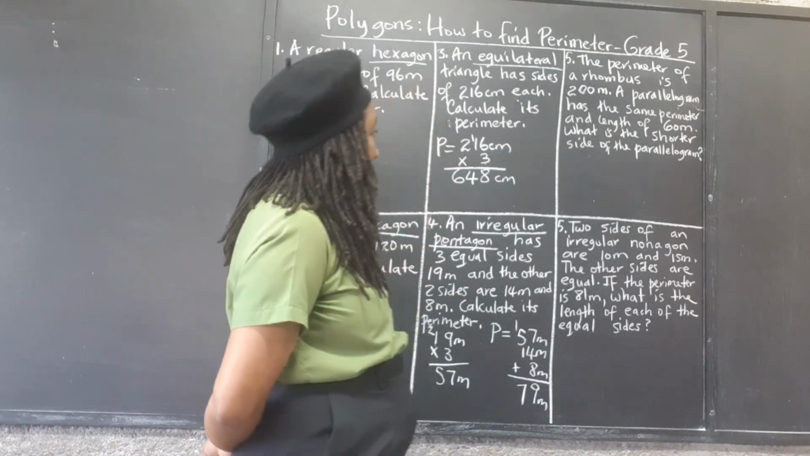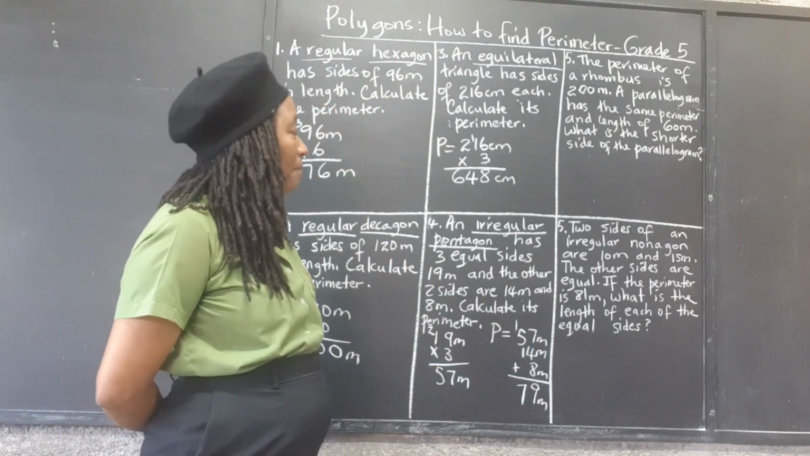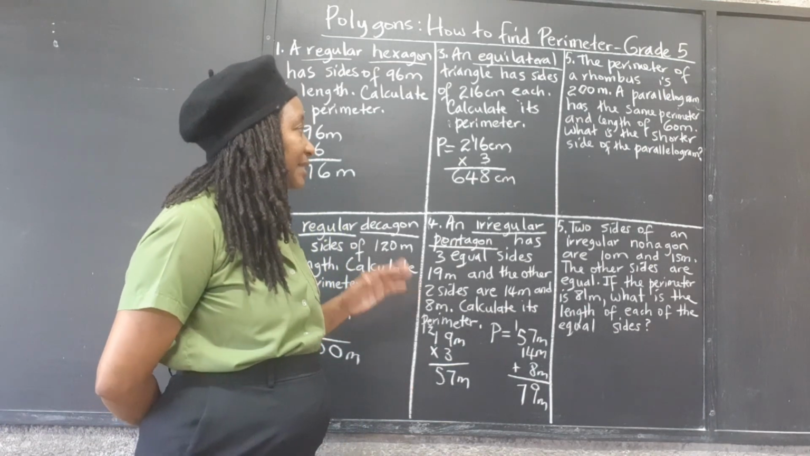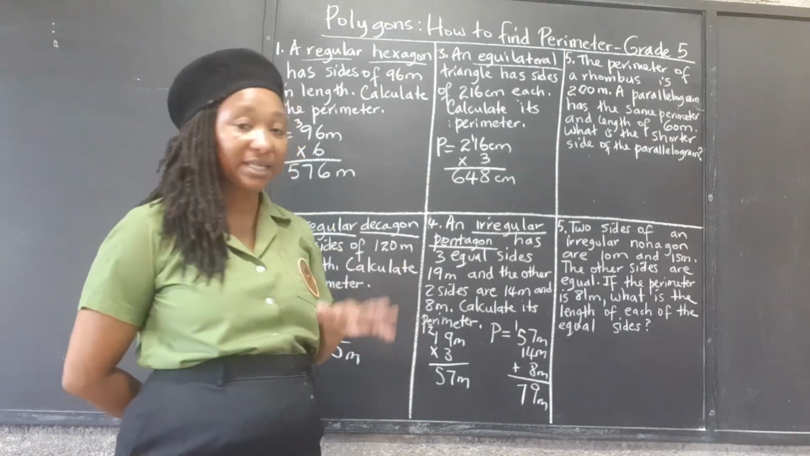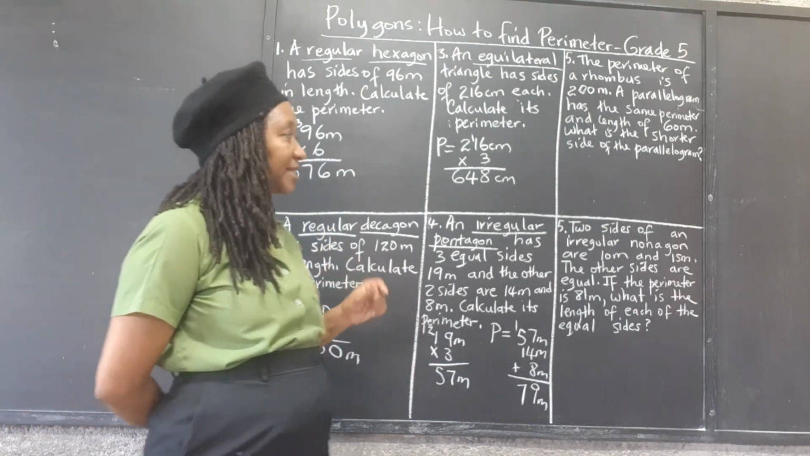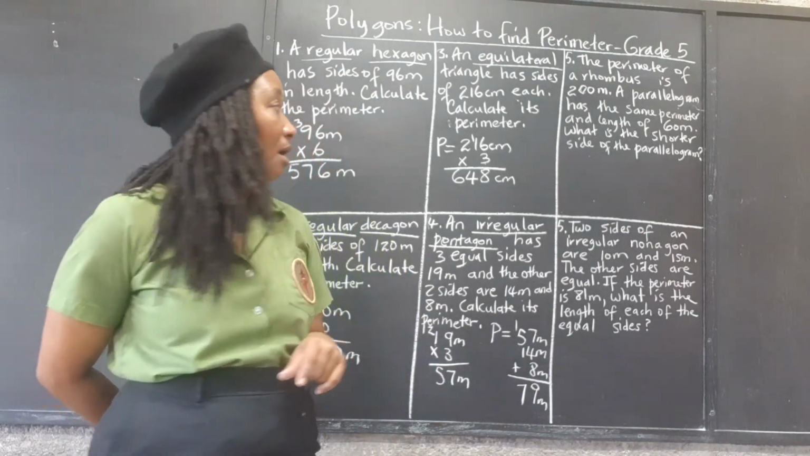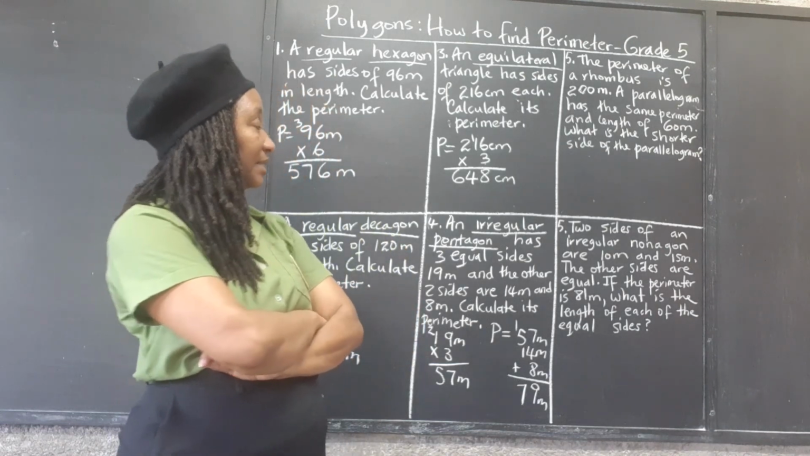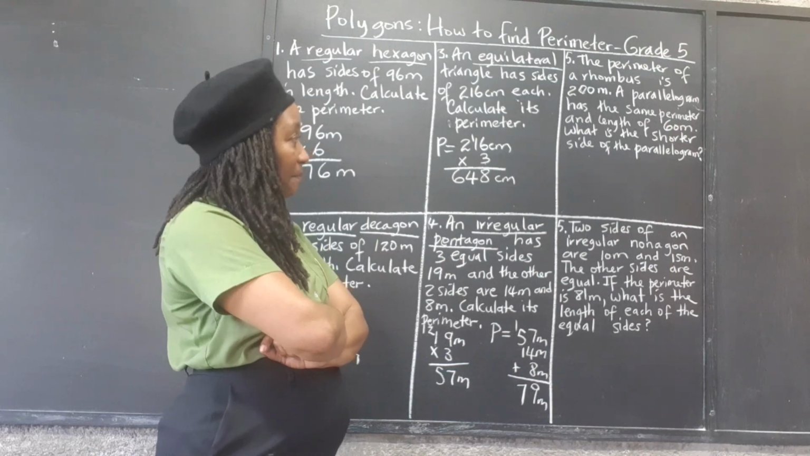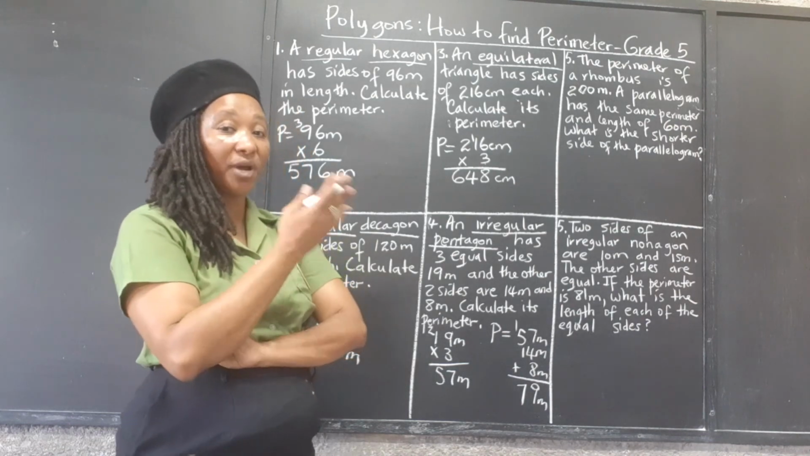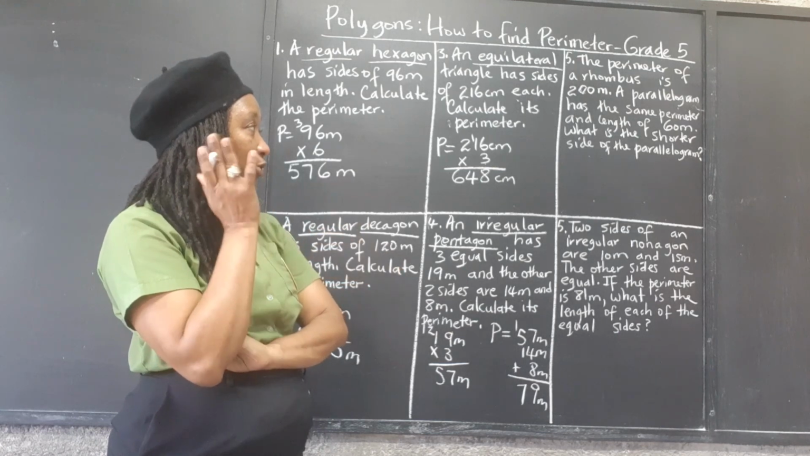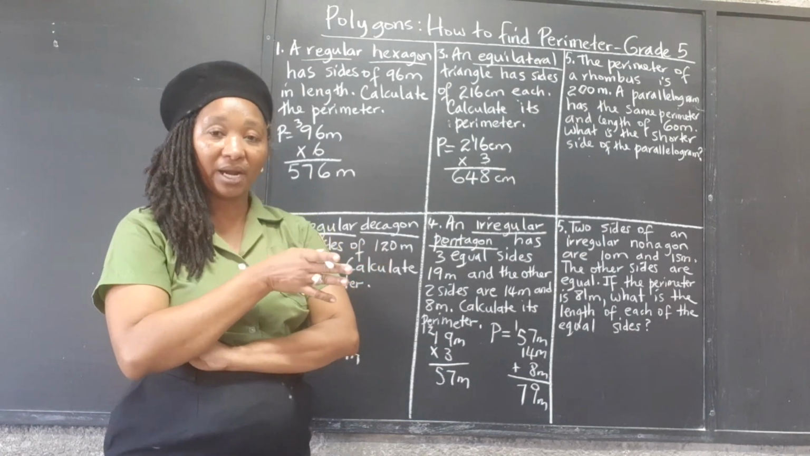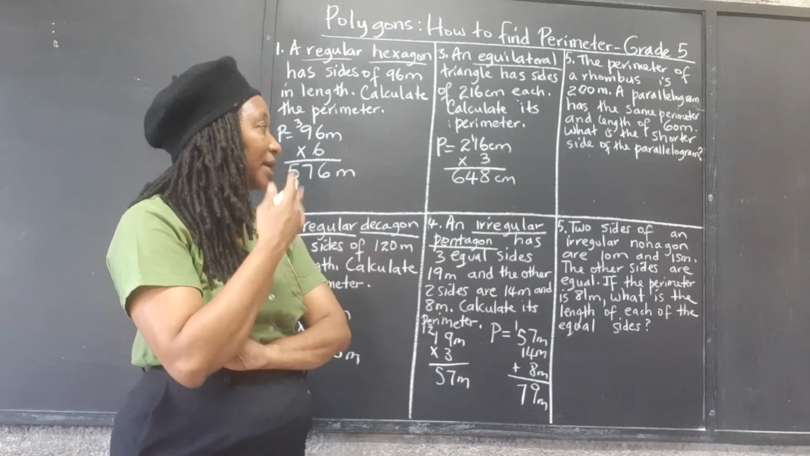Let's look at number 5. The perimeter of a rhombus is 200 meters. A parallelogram has the same perimeter and the length is 60 meters. What is the shorter side of the parallelogram? So the perimeter of the parallelogram is 200 meters, like the rhombus, and the length of the parallelogram is 60 meters. So what's the shorter side?